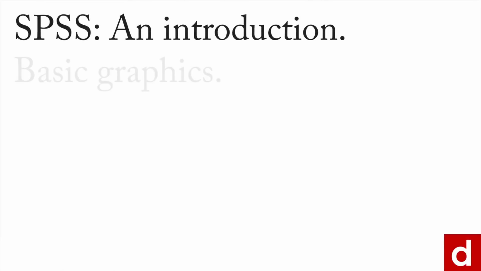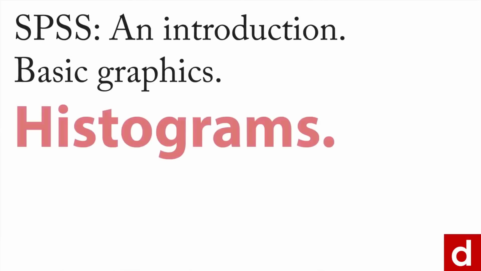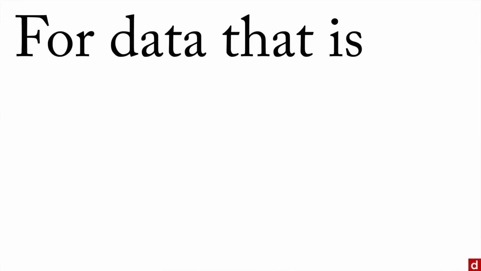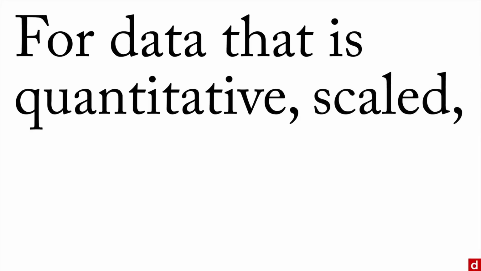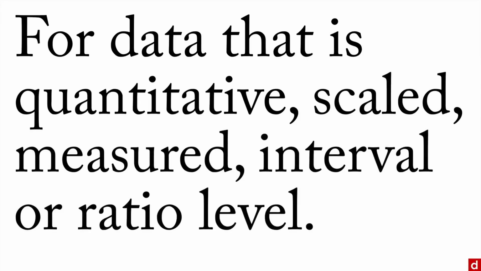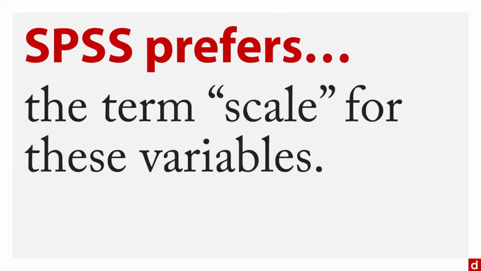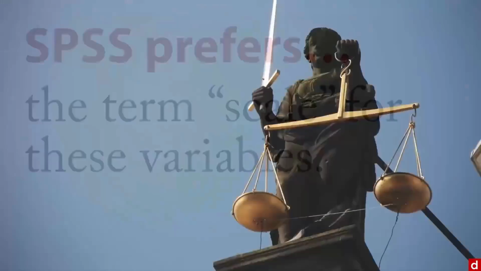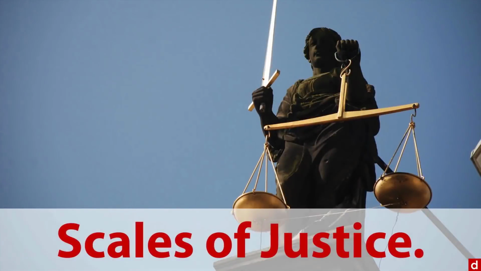As we continue to look at basic graphics in SPSS, a really common one is histograms. And this is a graphic for data that is quantitative or scaled or measured or interval or ratio level. Those really all are referring to basically the same thing. And in any of them, you're going to want to make a histogram to see what the variable is like. Now, I'll mention that SPSS prefers the term scale for these variables, and that's what shows up in the data definitions. And I like to think of it as the scales of justice.